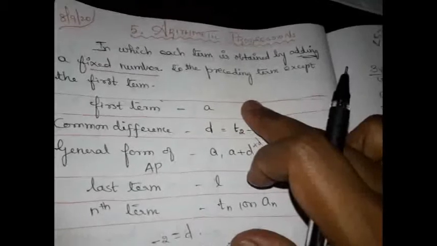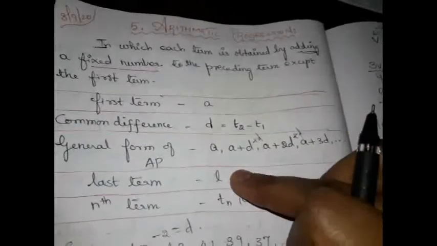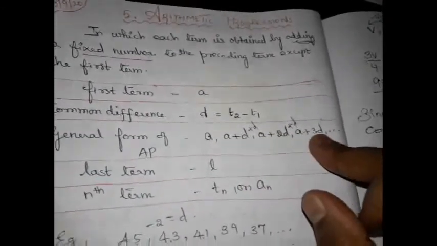Right? So hope you understood what we learnt in today's class. In today's class we learnt what is meant by an AP, and we learnt the general form of an AP and the remaining notations. First term we will denote as A, common difference we will denote by D. General form of AP is A, A plus D, A plus 2D, A plus 3D.